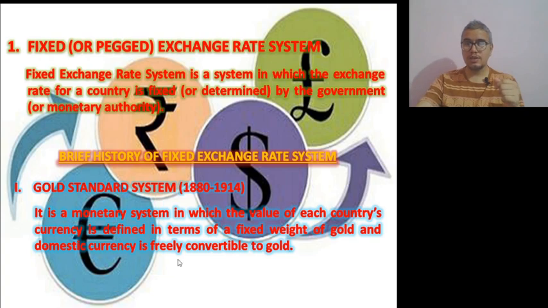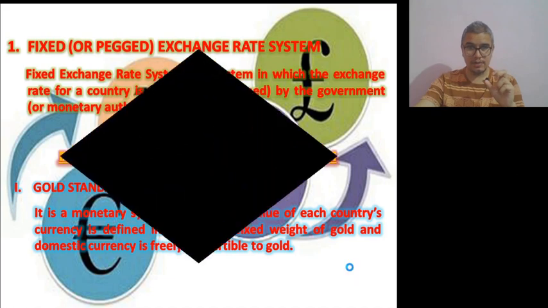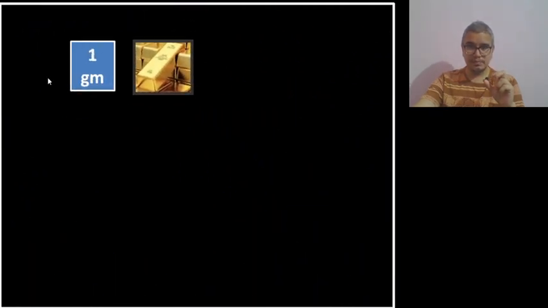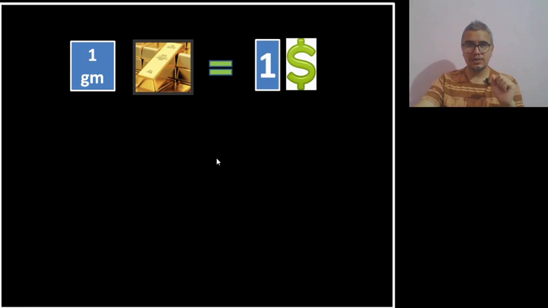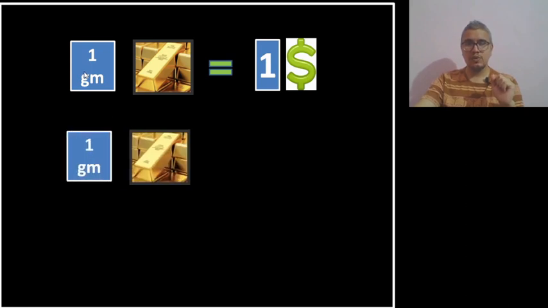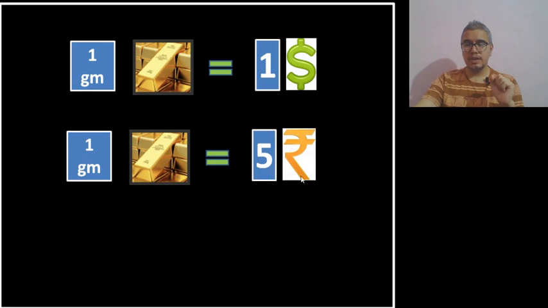Okay, and all the domestic currencies, all the currencies which were prevailing at that time were easily convertible to gold. Let us understand this with the help of this example. Let's say the value of 1 gram of gold is equivalent to $1 in USA. Similarly, the same weight of gold can be purchased in India at 5 rupees, or it has the value equivalent to 5 rupees in India.